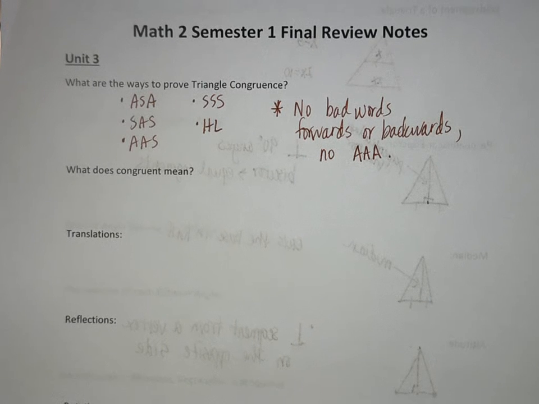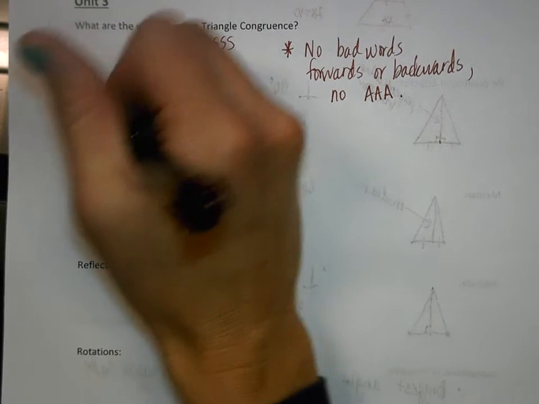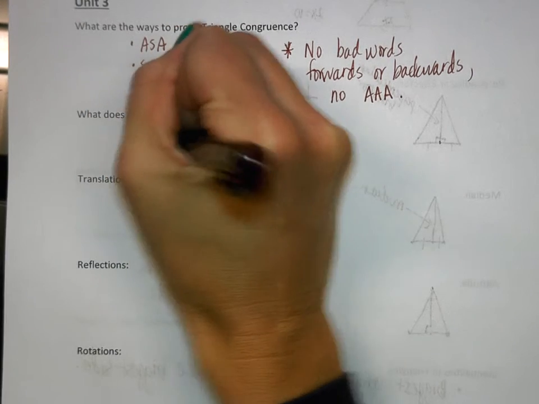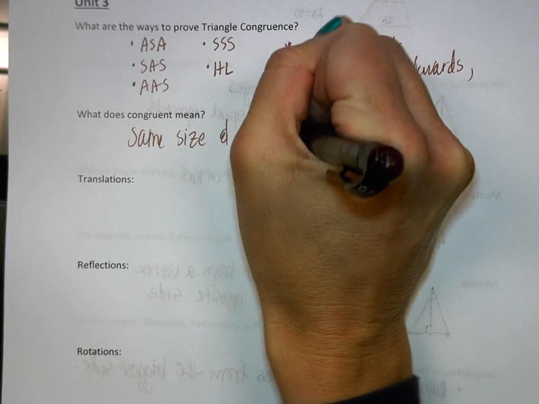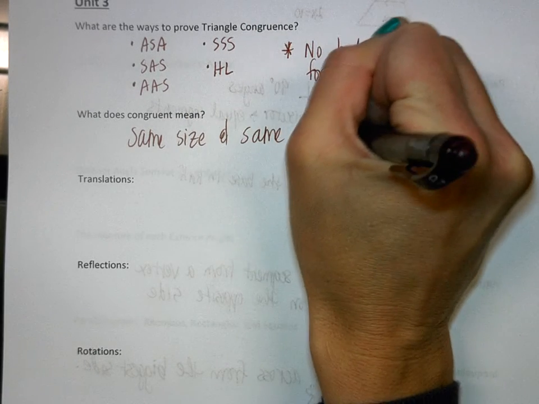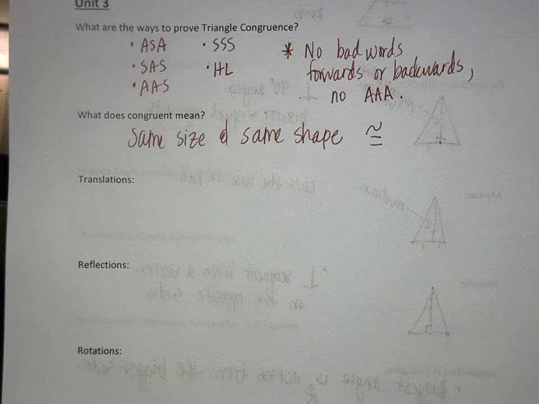What does congruent mean? Very good. Same size and same shape. And then we always label that as the equal sign with the little squiggly underneath it, or above it.